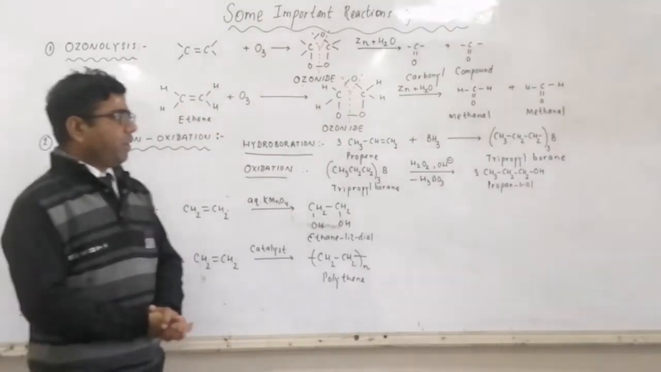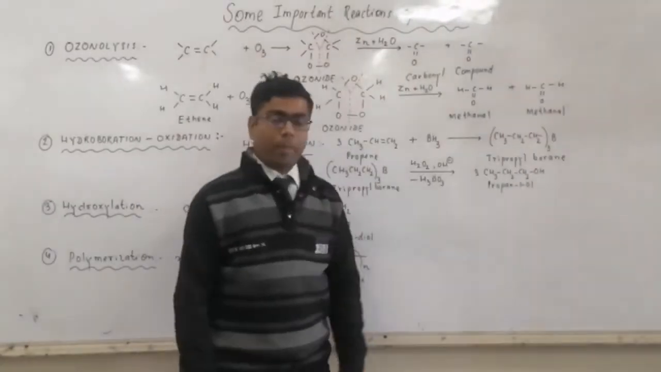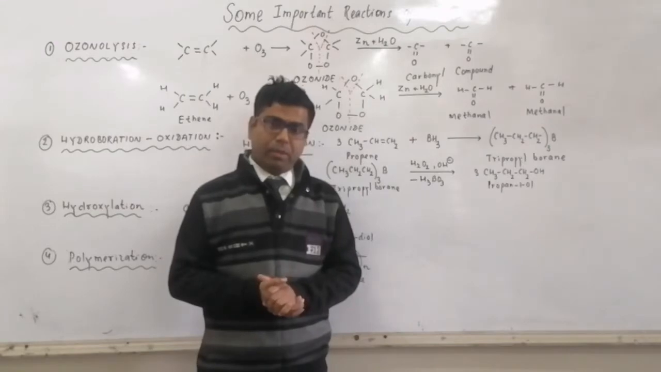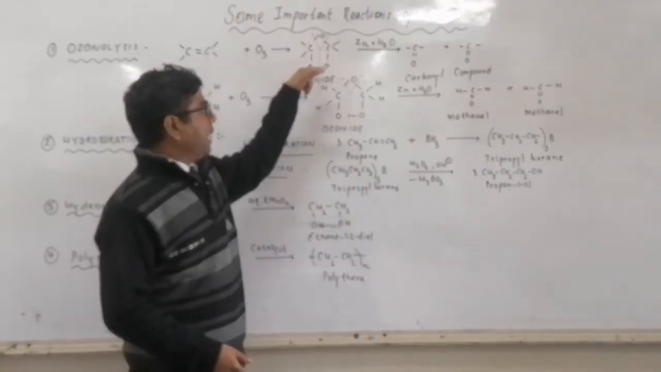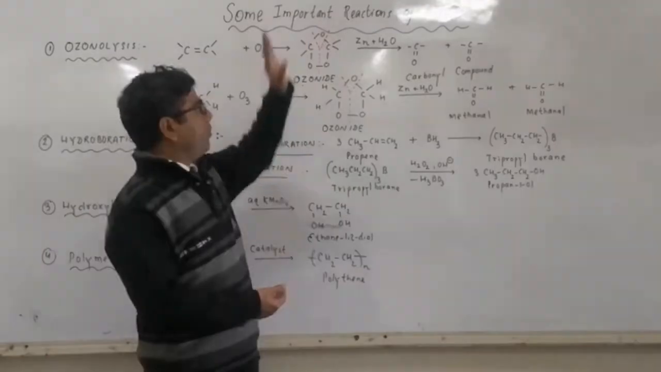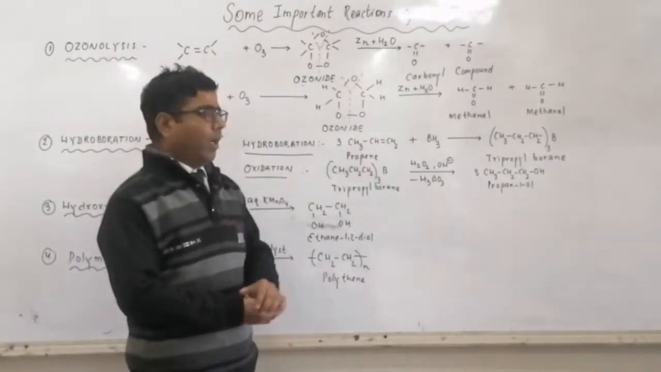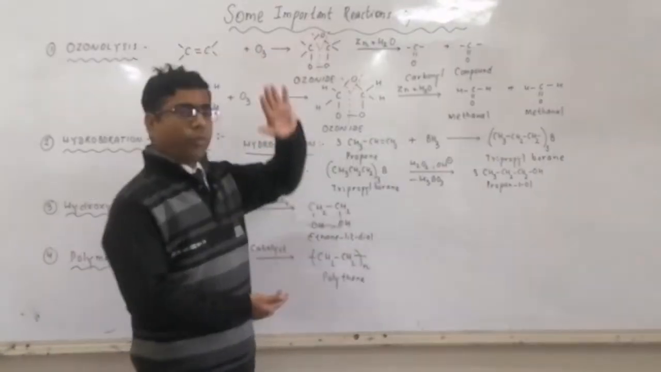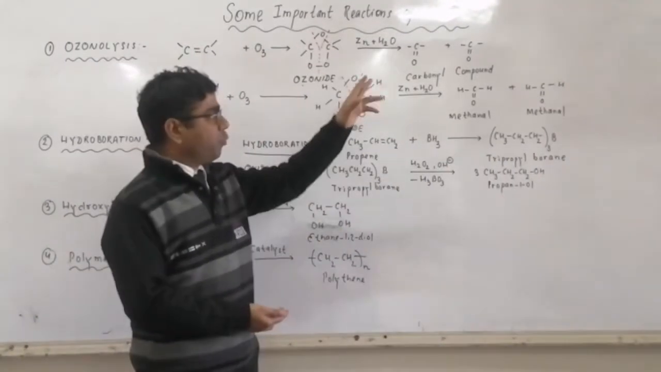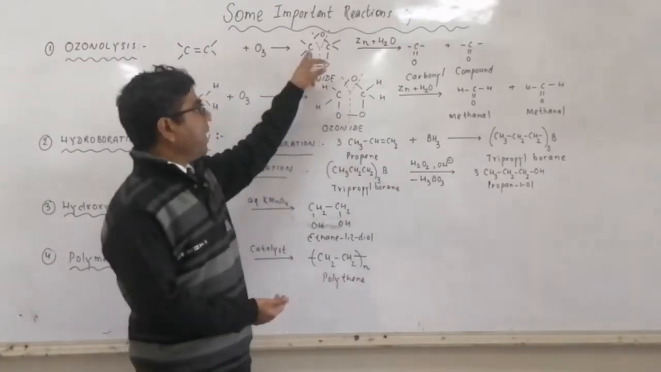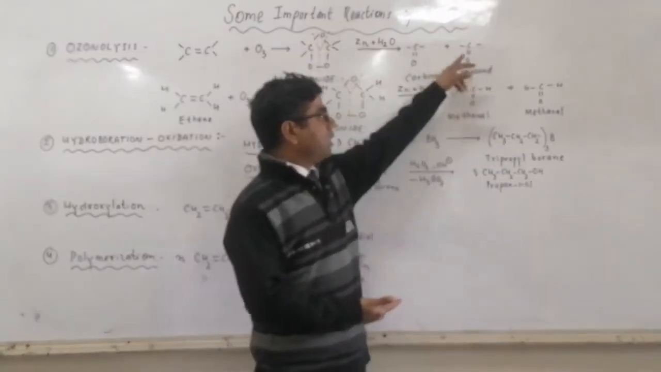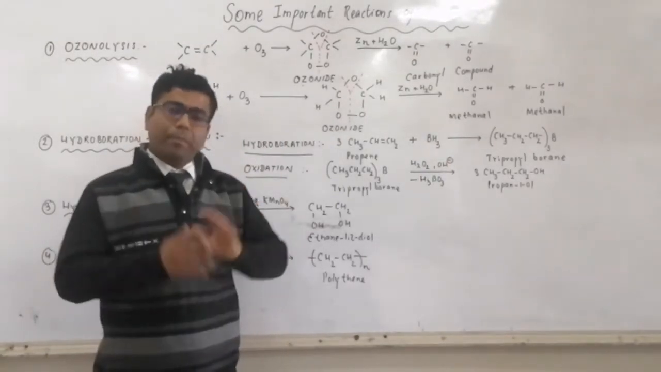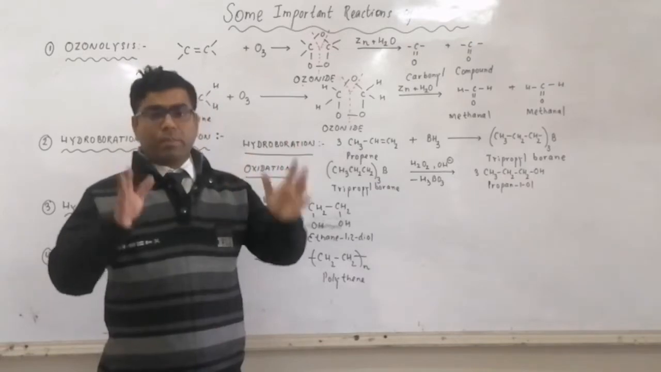Now the ozonide, when treated with Zn plus H2O, undergoes Y-type cleavage. So here is your Y-type cleavage. This oxygen will be removed and the bond cleavage will take place at the O atom, and the two fragments will be separated in the form of two products. This part will form C double bond O, and this part will also form C double bond O.